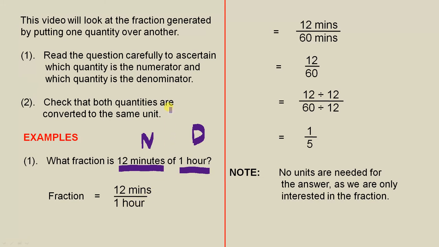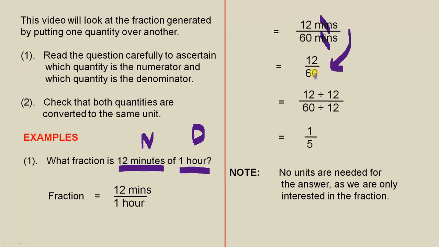Now, the second part of the rule says, check that both quantities are converted to the same unit. So we have 12 minutes over 60 minutes because there are 60 minutes in an hour. So before we even try to get the answer, the units must be the same, and they are here. So we can now cancel the units because they're both the same, so we don't need them anymore because we are just interested in the fraction.